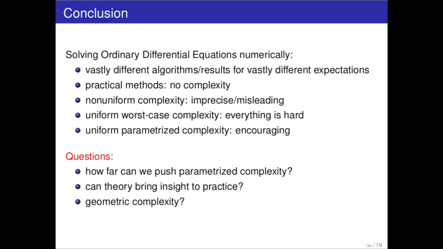If you just want a practical algorithm, you can use those results in the literature that give you no complexity, but sometimes correct results, sometimes not. There's all these things about non-uniform, uniform complexity, which is very misleading, and on top of that is very pessimistic. Then there's this result about uniform parametrized complexity with the length, which I think is encouraging, because it's a polynomial time algorithm. So that means that at least we've recovered the fact that it's polynomial.